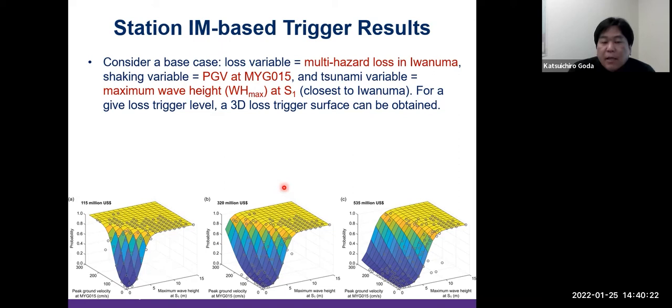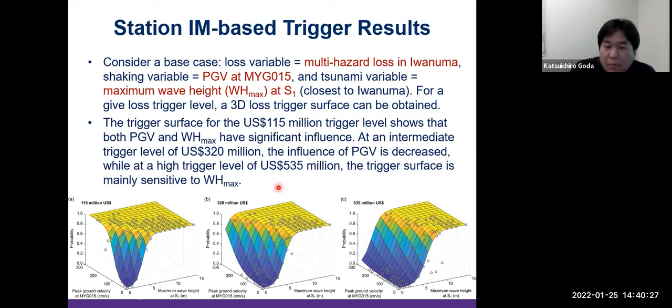This kind of three-dimensional surface is very informative, at least from my point of view, because at the low loss level, both the wave height and the peak ground velocity are influential. But as the trigger level increases, the sensitivity with respect to the peak ground velocity becomes smaller and smaller. And for the extreme situation, such as the 1,000-year loss level, the major driver of the losses is tsunami, so the PGV is not that sensitive. So this kind of model fitting itself is useful.